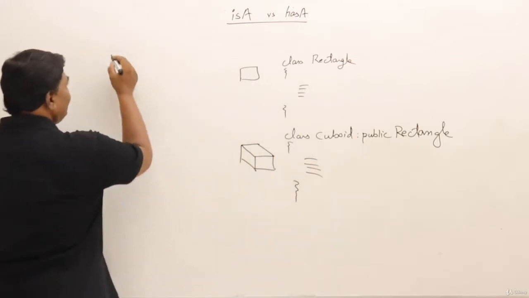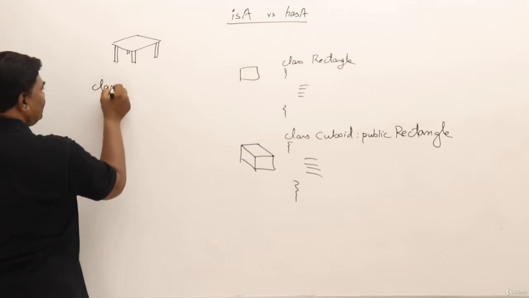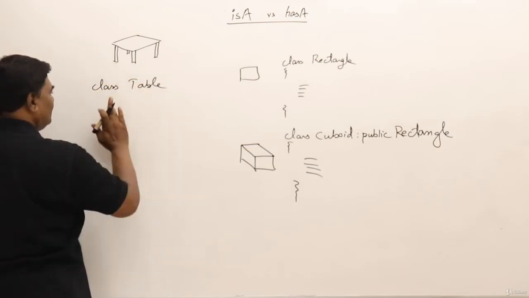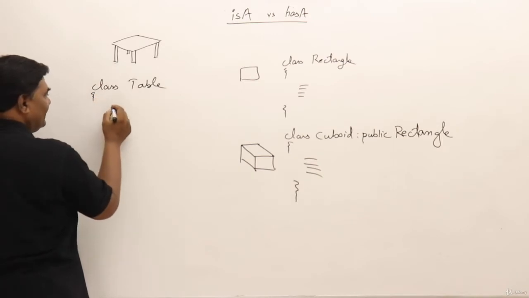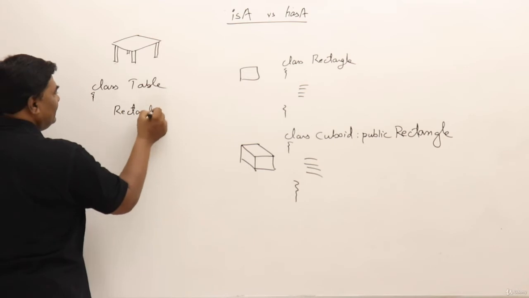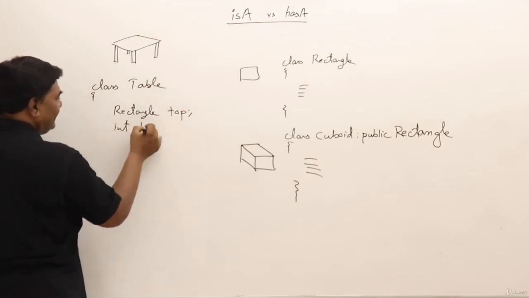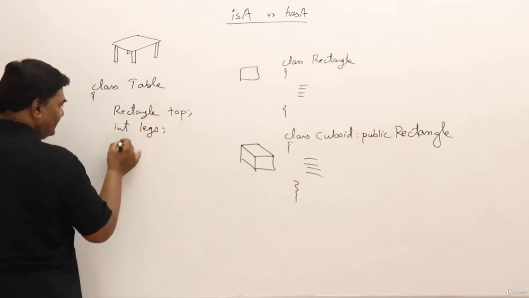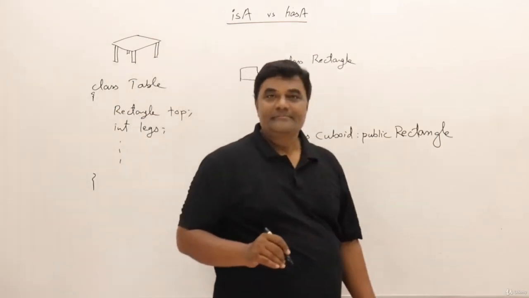Now we'll write one more class. Let us see. This is a table. Now class table. It's not inheriting from anything, but this table class is having a rectangle top and integer legs, suppose, so on. Now see this interesting thing.